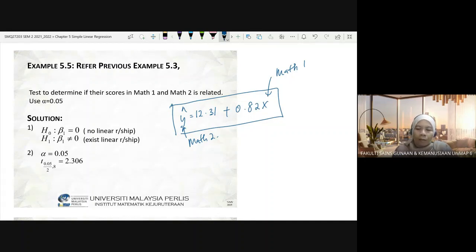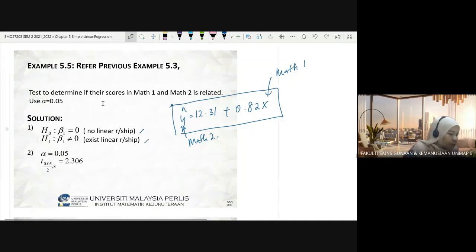If we haven't tested for the correlation coefficient, you can test that. Last time I did mention for you to test the hypothesis for the correlation coefficient. But now we are testing for the linear relationship between Math 1 and Math 2, whether our X, that would be Math 1, has something to do with our Math 2. So our statement as usual will be beta 1 equal to 0 and beta 1 not equal to 0.